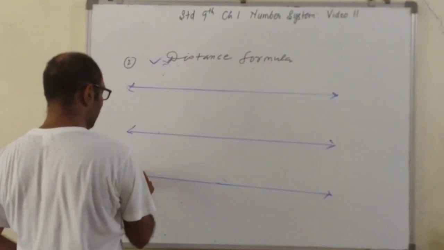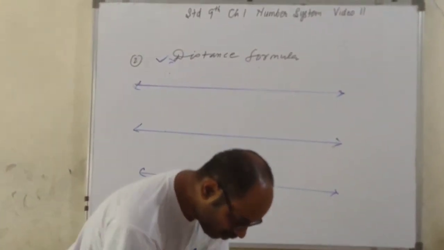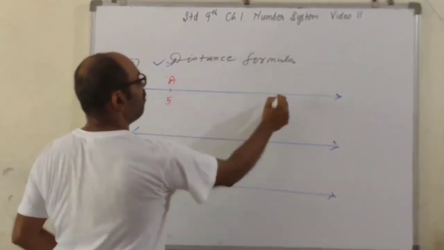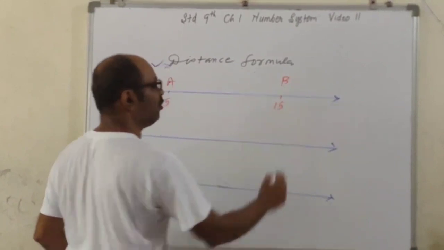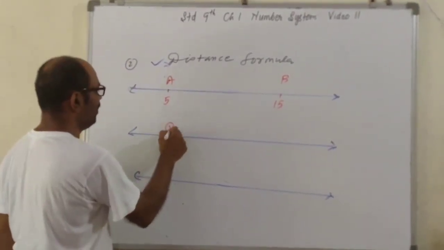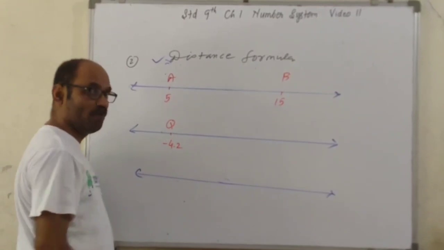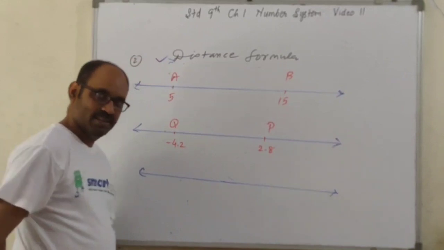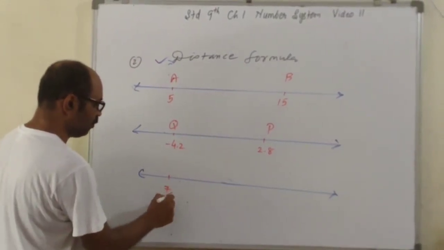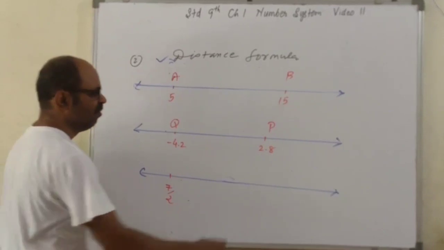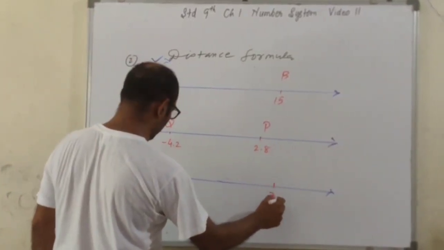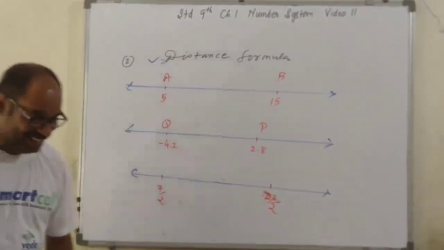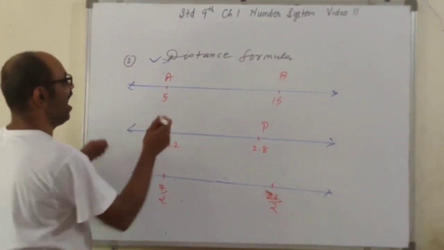Let's see these 3 lines. Okay, they are number lines. Point A is here and the number corresponding to it is 5. Point B is here and the number corresponding to it is 15. Point Q is here, the number corresponding to it is minus 4.2. Point P is here, the number corresponding to it is 2.8. Point here, the number corresponding to it is 3 by 2. Point here, the number corresponding to it is 23 by 2. Okay.